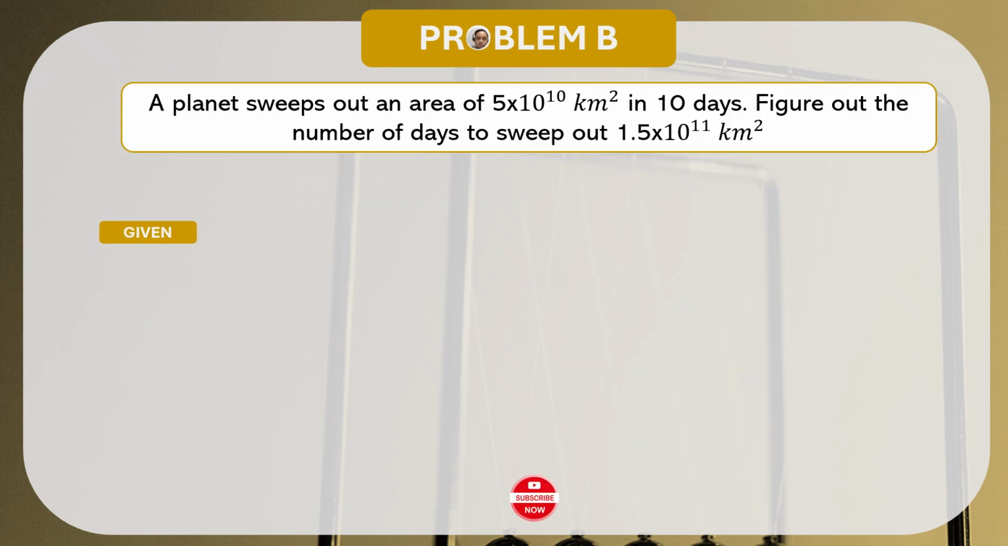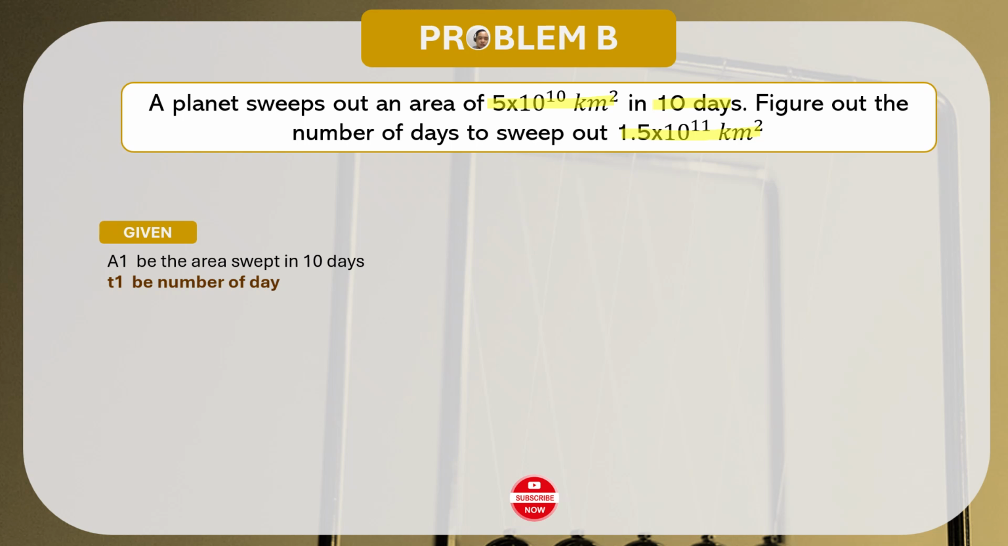So we have problem B. A planet sweeps out an area of 5 times 10 raised to 10 kilometers squared in 10 days. Figure out the number of days to sweep out 1.5 times 10 raised to 11 kilometers squared. This will be the area, and in 10 days this area will be swept. And we need to find the number of days for this new area. Okay?